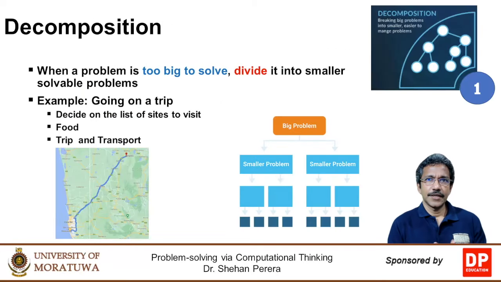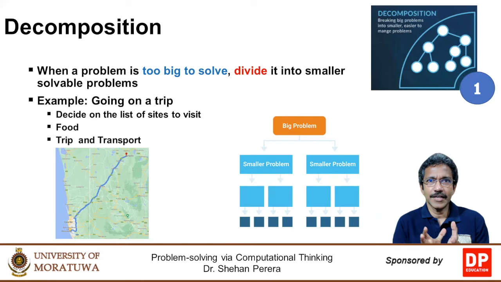Decomposition allows us to break a problem into smaller parts so that we can solve the smaller parts separately and combine the solutions to solve the bigger problem. This is something that we do to solve a lot of our problems. For example, in our trip to Sigiriya, if we want to break the things that we need to solve into multiple parts and then think about those parts separately, that would make it easier for us to solve the problem rather than trying to think about the entire trip at once.